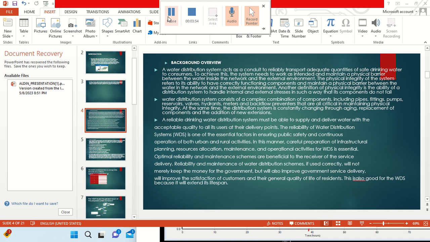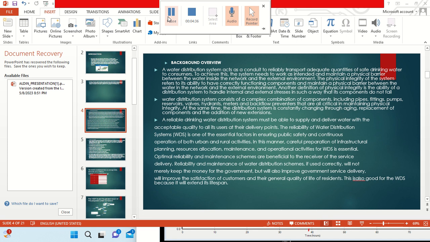A system must be able to supply and deliver water of acceptable quality to all users and all citizens. Water is one of the most important factors in ensuring public safety and continuous operation in urban and rural activities. In this manner, careful preparation of infrastructural planning, resource allocation, maintenance, and allocation of activities is very essential.